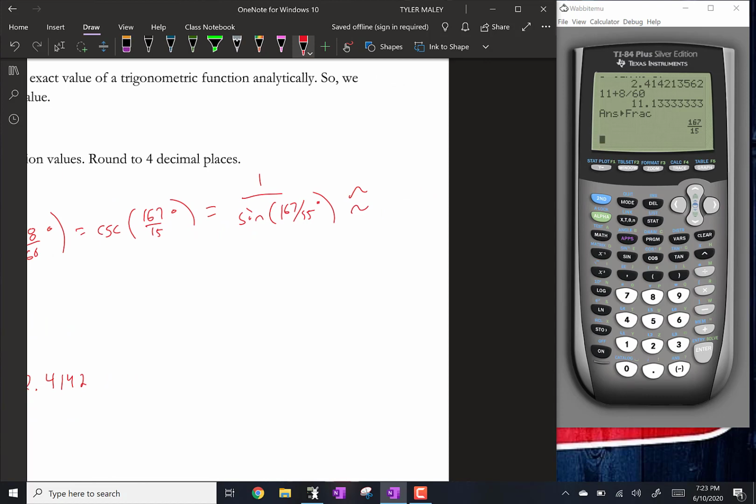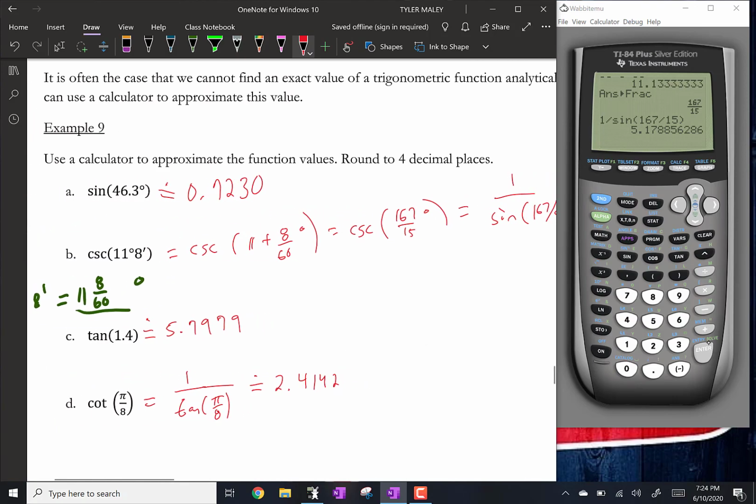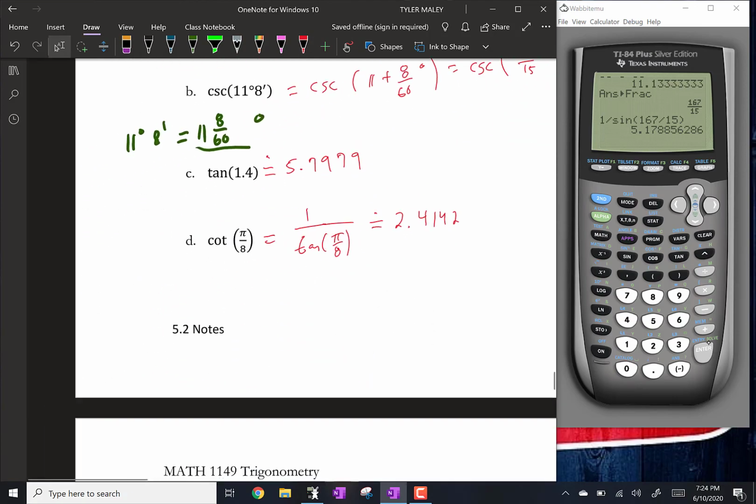So I have a sine button in my calculator. So I just need to do 1 divided by sine. Wait, we got to make sure we're in degrees. So if I hit mode, we're still in radians. So I need to hit that, turn it into degrees. So then I have 1 divided by sine of 167 divided by 15. Whoops, 7 divided by 15. And we get approximately 5.1789. Right? So not too terribly difficult, right? So it's just important to remember the calculator mode, right? That's going to come up a lot as well.